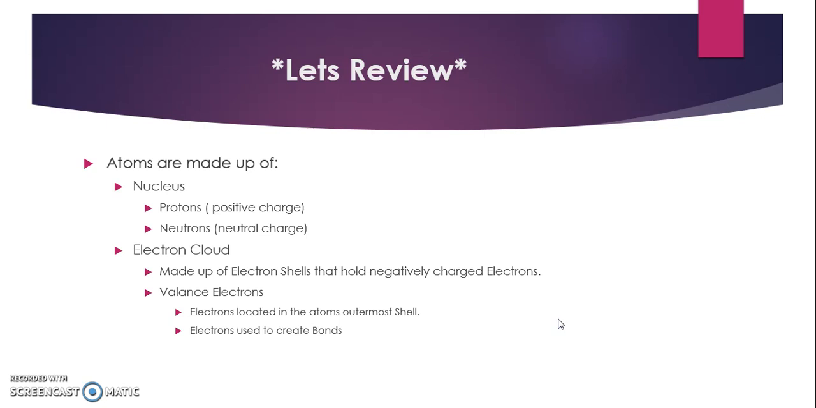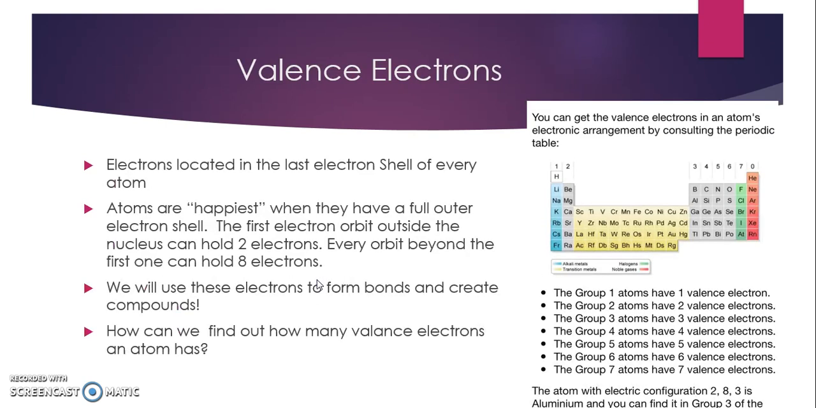Don't forget, you should have already learned in your lessons that atoms are made up of a nucleus, which has protons and neutrons, and they have an electron cloud. And these are electrons, they have shells that hold negatively charged electrons. And those shells hold what are called valence electrons. And the valence electrons are the electrons located in the outermost shell, and these are the ones that we use when we're talking about bonds.